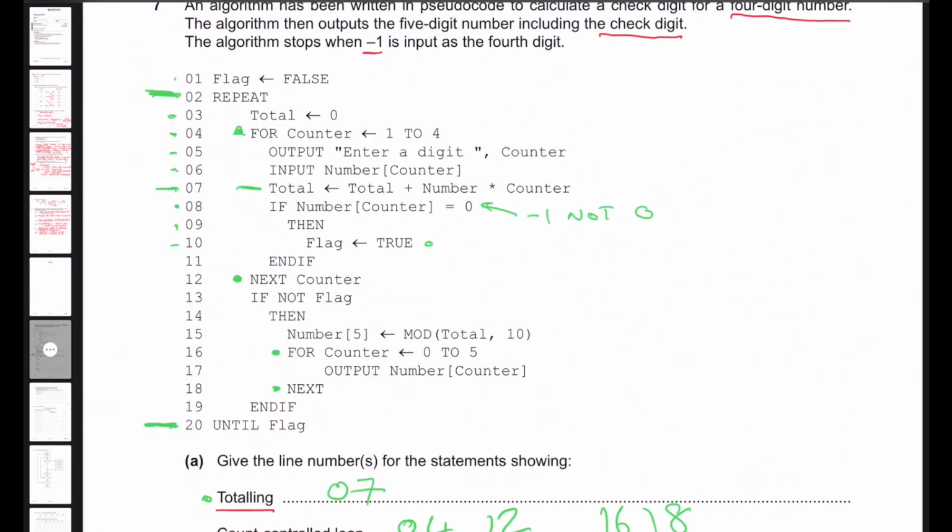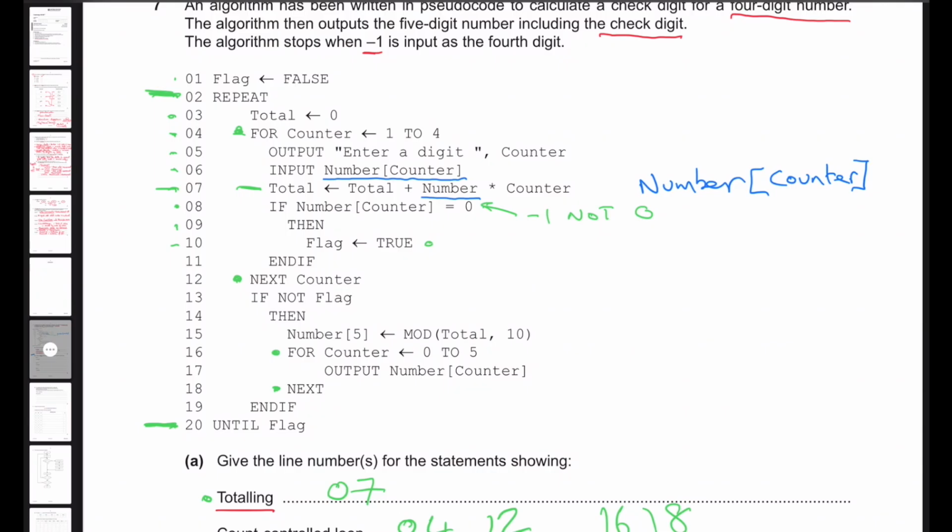Let's have a look. Flag has been assigned the value false. That's fine. Repeat. Total has been assigned the value 0. For counter has been assigned the value 1 to 4. Output, enter a digit, counter. Okay, starting counter. Input, number, counter. Okay, so we've inputted number to go into the counter. Total has been assigned total plus number times counter. Well, we should be assigning to the list, to the array counter. So although we've got counter here, we need to put in number counter here. So that should be number counter, like on line 6. Okay, because that's how it stores it.